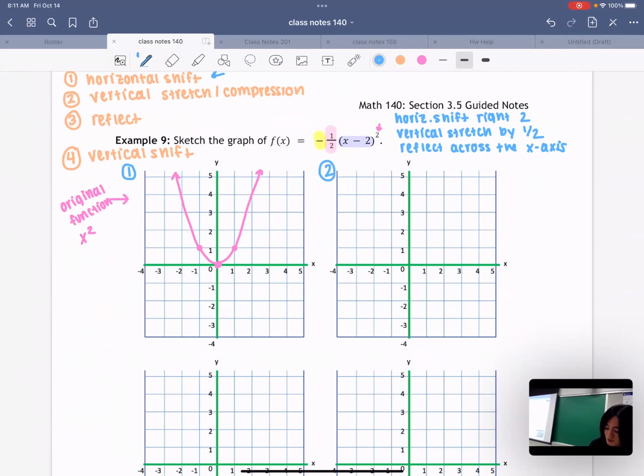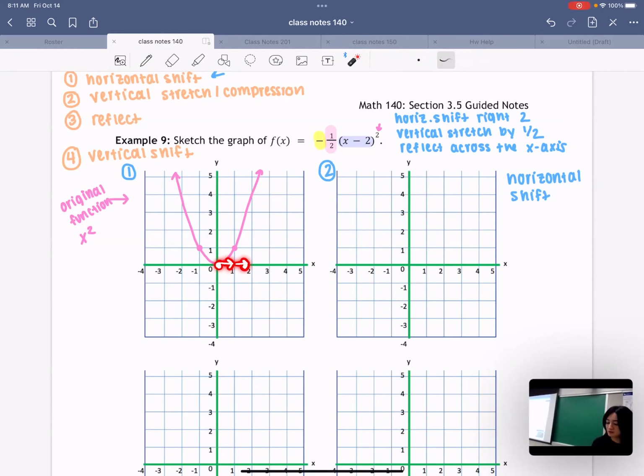The second thing I'm going to do is the horizontal shift, right? That's the first thing we should do. And the graph that I'm horizontally shifting is the first graph. In order to do a horizontal shift, you're going to take every point on our graph and shift it to the right 2.